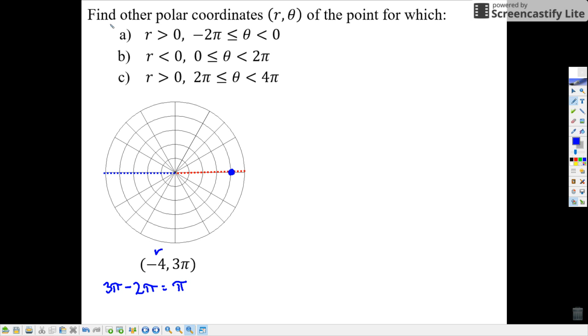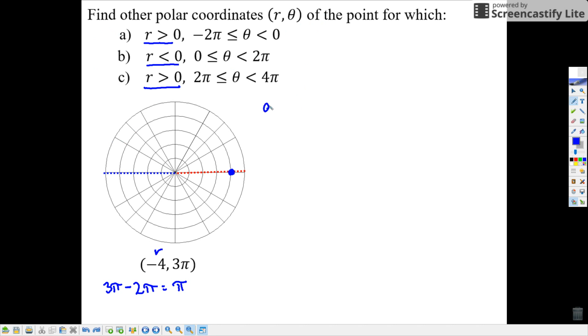Now, with these values, each one of them has some sort of restriction with our r. I'm going to talk about that first. The restriction with your r just tells you whether your radius is going to be positive or negative. So if it says r is greater than 0, you're going to have a positive radius. If it's less than 0, then you're going to have a negative radius. Then it gives you some restriction on the angle, or theta. For instance, on this first one, we want the angle to be between -2π and 0. And the next one, we want it to be between 0 and 2π, and so on. So we're going to go through that.